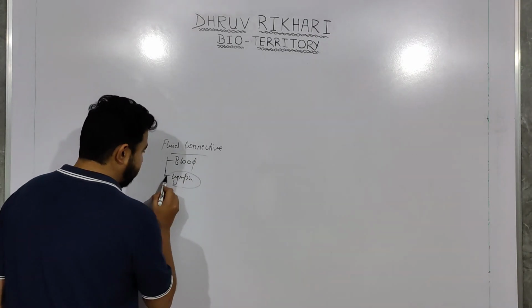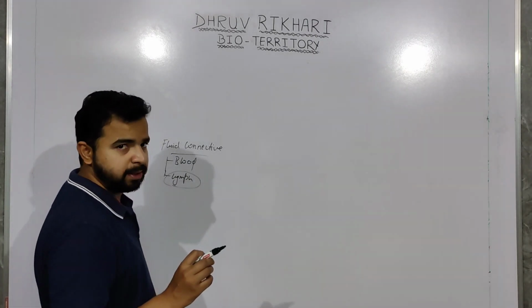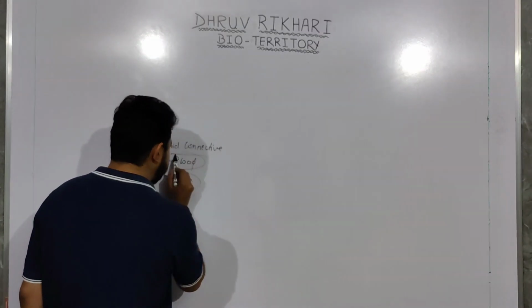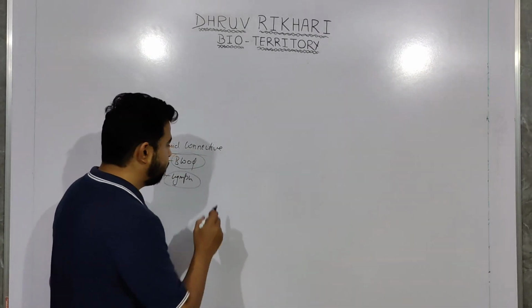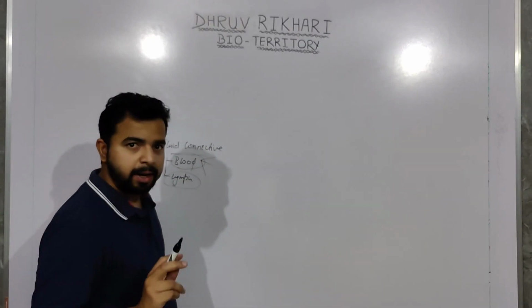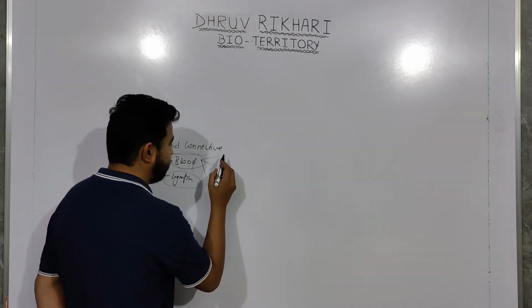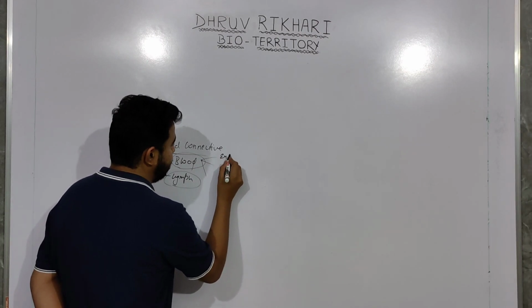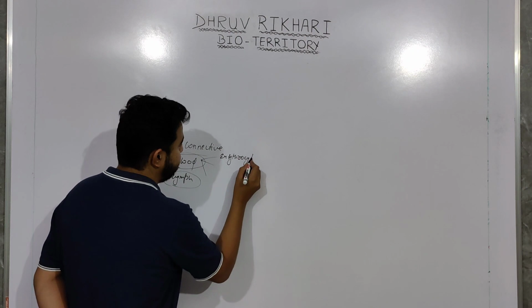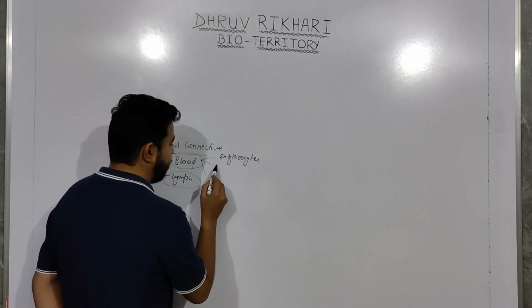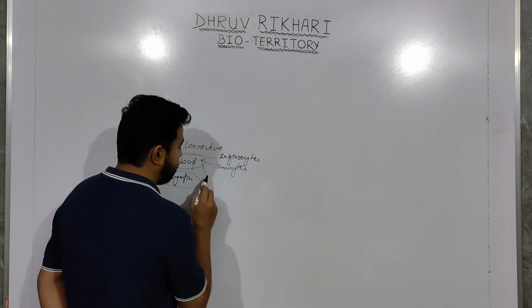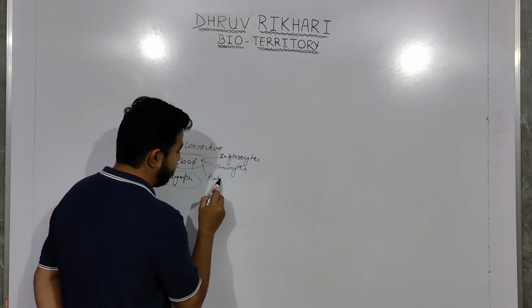Now in case of lymph, what is happening? The intercellular spaces are filled by this lymph or tissue fluid. But in case of blood, the blood is actually divided into three categories. They are erythrocytes, they are leukocytes, and they are platelets.